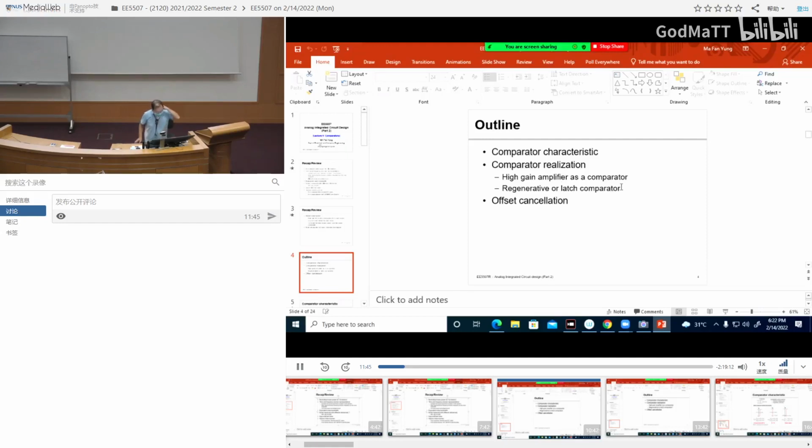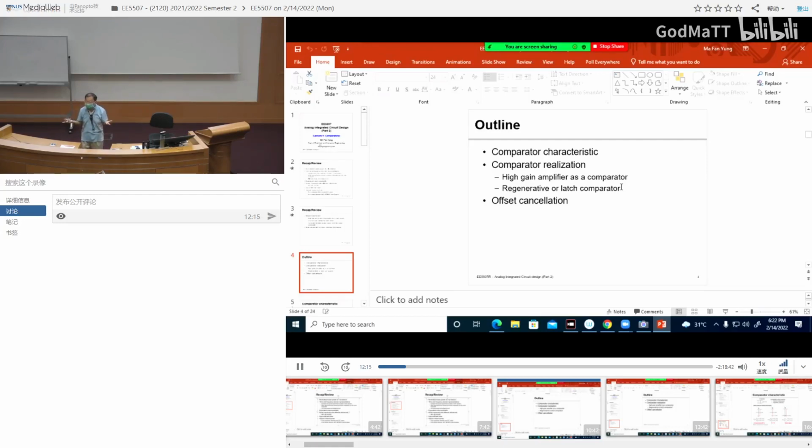Then the second type of comparator we'll talk about is what we call the regenerative or latch comparator, which actually uses positive feedback. Okay? And we'll see later why this is very useful. And then the third thing we're going to talk about is a very simple concept called offset cancellation. That means any circuit, for example an amplifier that you build, there is an offset.